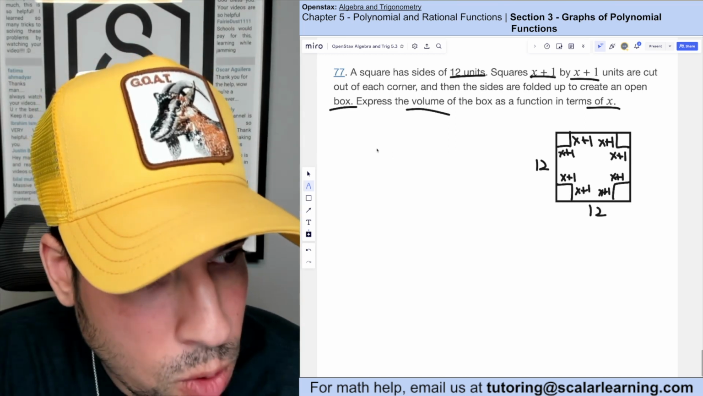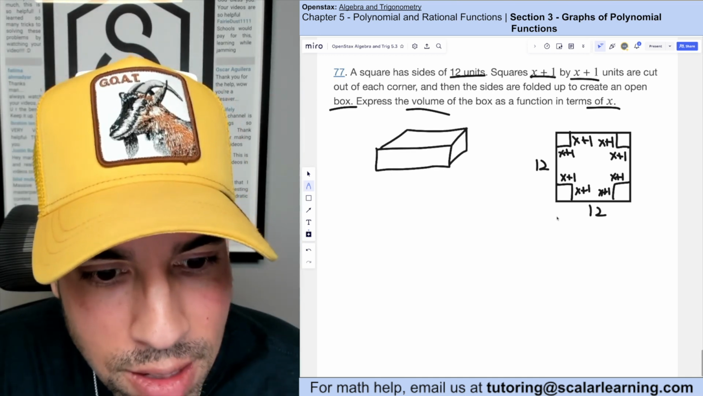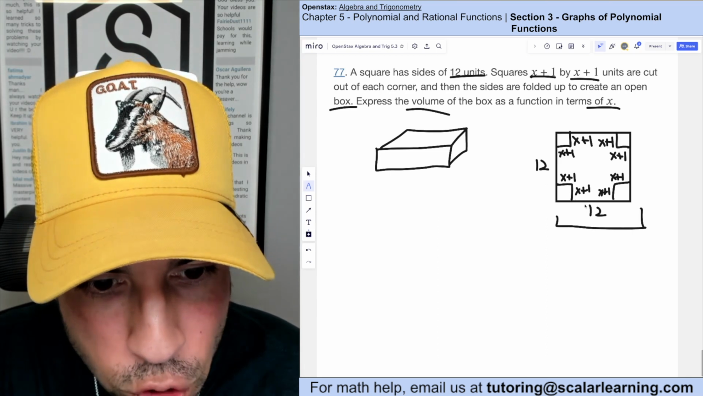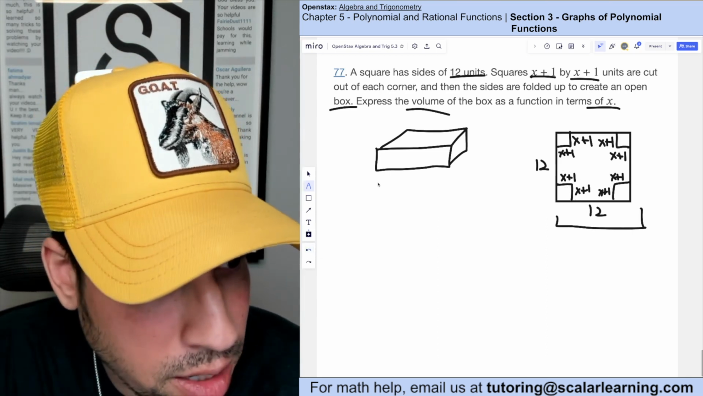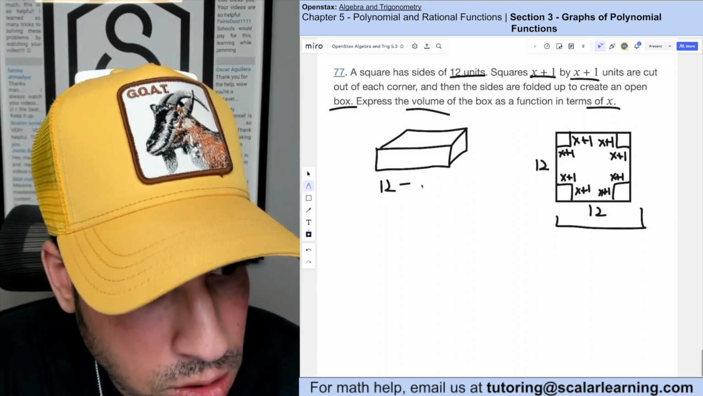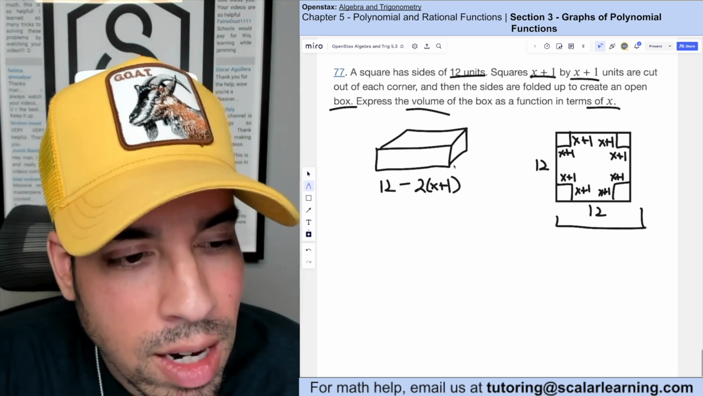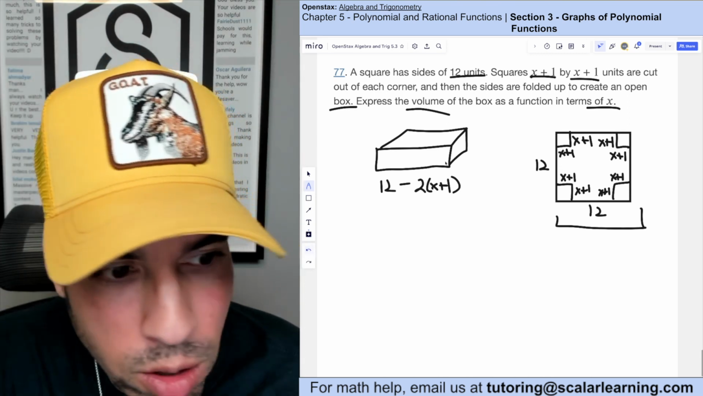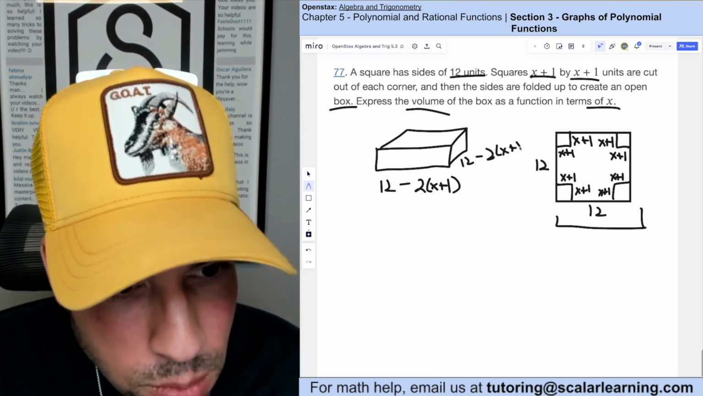And then when we fold this up, I'm going to make sort of a little rectangular prism here. You see that on this side, it was 12. Now it's 12 minus x plus 1 minus x plus 1. So we can say it's 12 minus 2 of those x plus 1s, and we'll simplify that in a second. And this is going to be the same thing because it was a square, right? So both sides are going to be the same, 12 minus 2 times x plus 1.